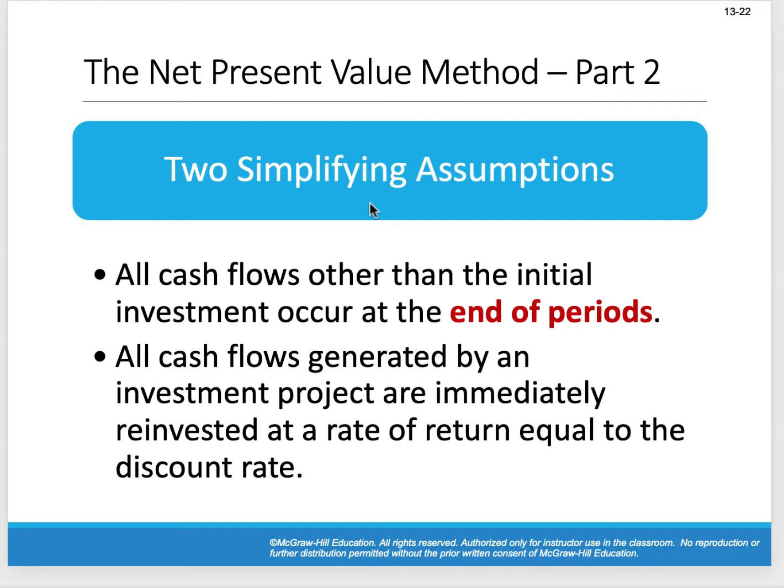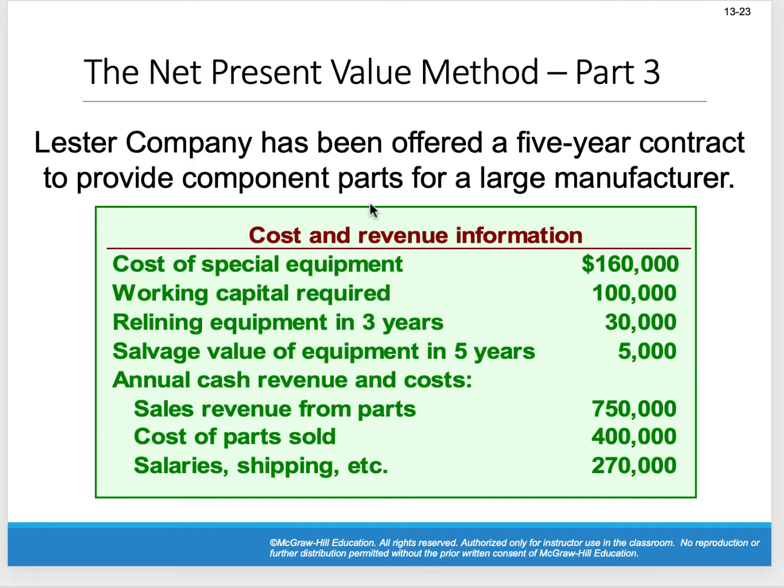Might be a little confusing now, I get it. It'll become a lot more clear when we do an example, but for right now, just know the two simplifying assumptions. All cash flows happen at the end of the period, with the exception of the initial cash flow. And then all cash flows are reinvested at that discount rate. We'll see what the discount rate is in a minute. But let's go ahead and look at an example of net present value.